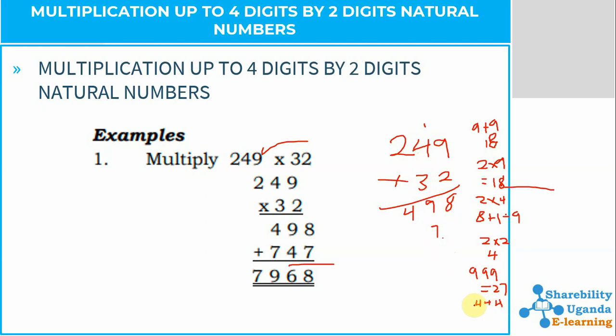3. Then we add. This is 4 plus 4, 8 plus 4, that is 12. Then we had remained with our 2 here. This is now equal to 12. Then 12 plus our 2, we shall get our answer as 14. So we shall write our 4 and carry some 1. Okay, so we say 3 times 2 is equal to 6.